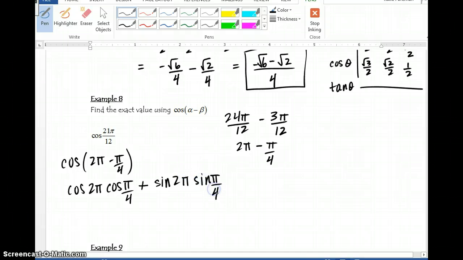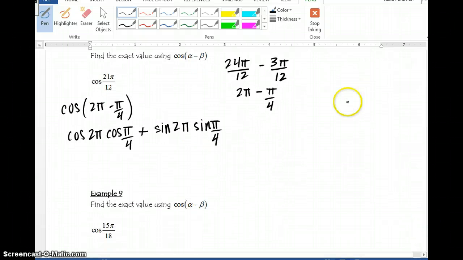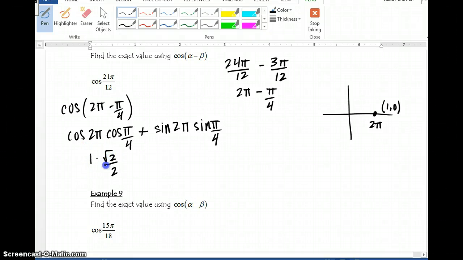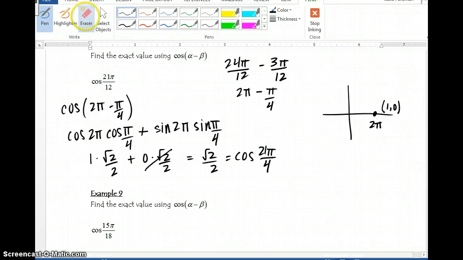Pi over 4, first quadrant, sine and cosine are equal. 2 pi is on the unit circle. The coordinates at 2 pi are 1, 0. So the cosine of 2 pi is 1 and the sine of 2 pi is 0. So 1 times the square root of 2 over 2 plus 0 times the square root of 2 over 2. 0 times anything is 0. If that's what our answer is, square root of 2 over 2, that is from our exact value chart.